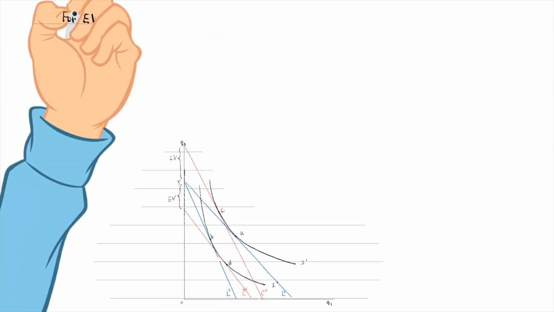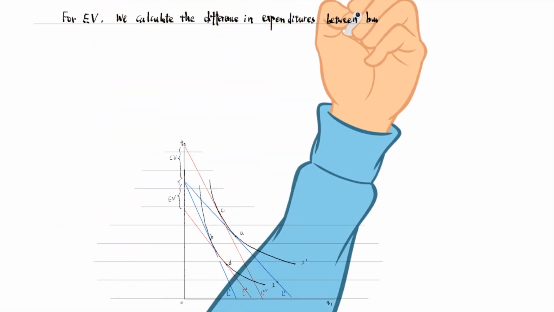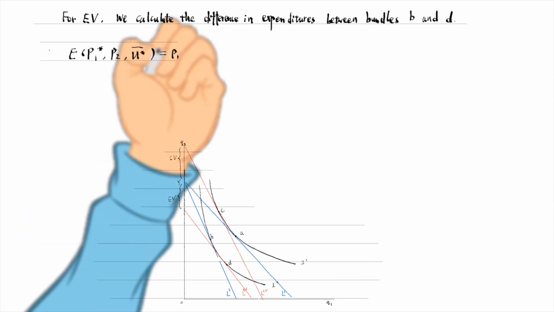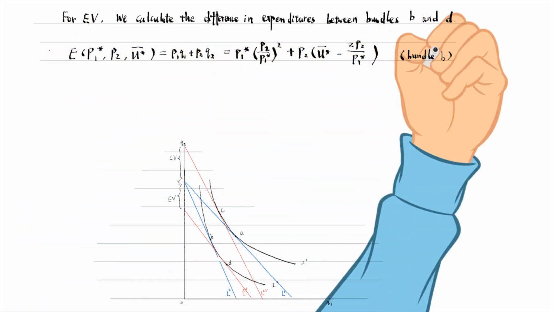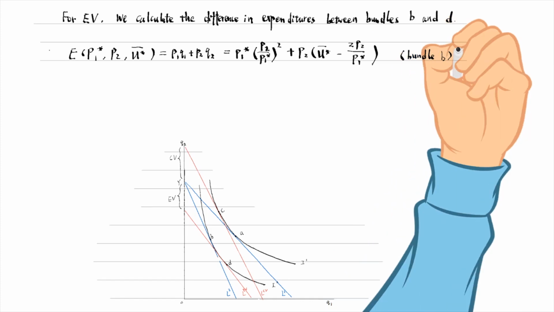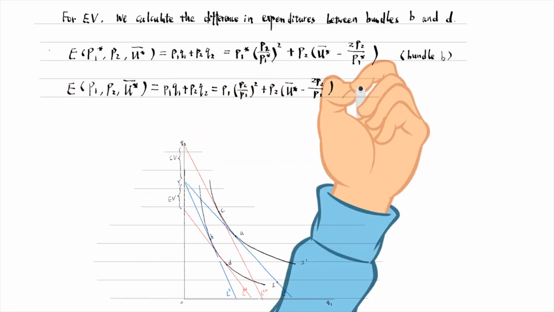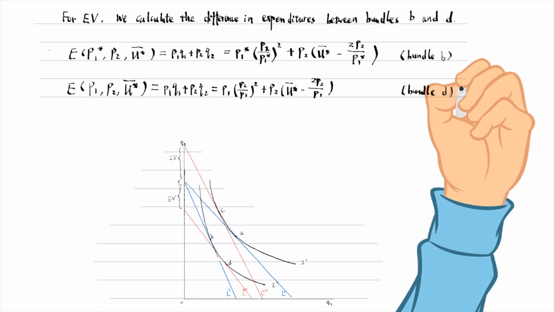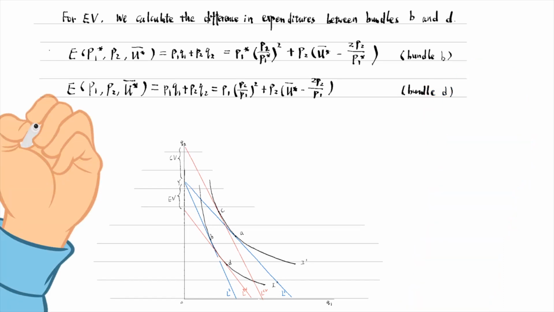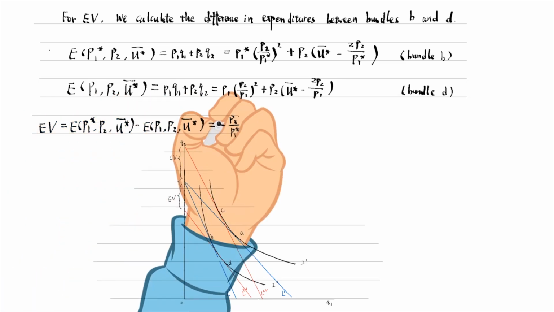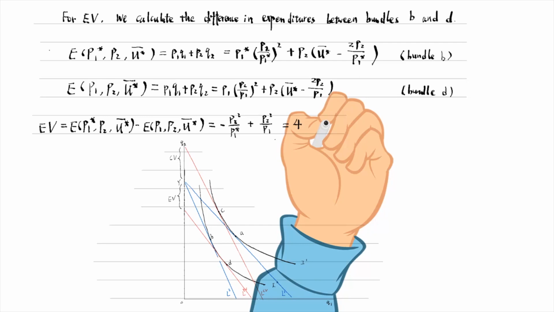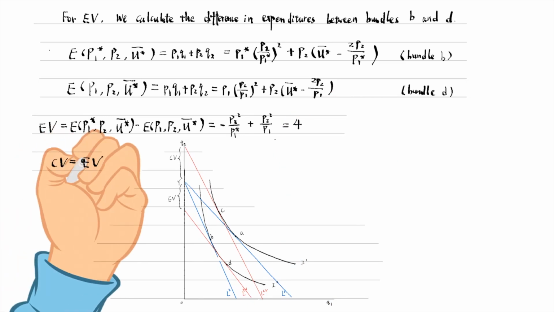For the equivalent variation, we calculate the difference in the expenditures between bundle B and bundle D. They are of the utility U star bar. Substituting the P1 star, P2, and U star bar into the expenditure function gives the expenditure at bundle B. Plugging P1, P2, and U star bar in the expenditure function yields the expenditure at bundle D. The difference between them is the equivalent variation, which is also 4. The change in consumer surplus must be between the compensating and equivalent variations, so it is also 4.